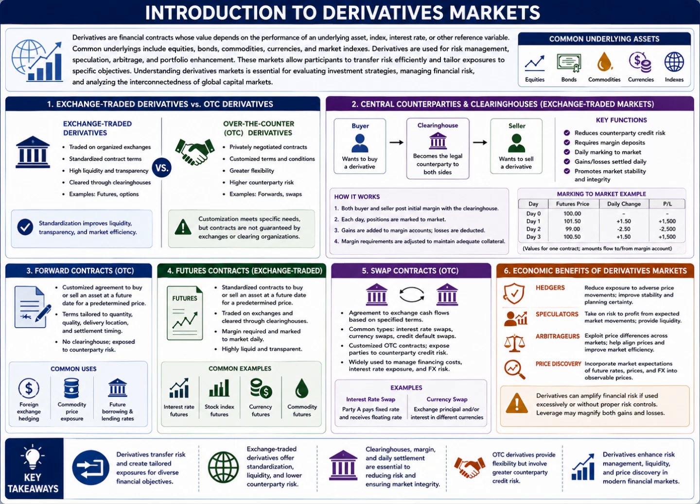Forwards are commonly used to hedge foreign exchange risk, commodity price exposure, or future borrowing and lending rates in financial markets. Futures contracts are standardized derivatives traded on organized exchanges. Like forwards, futures obligate parties to buy or sell an underlying asset at a future date for a predetermined price. However, futures contracts differ because they are standardized and supported by clearinghouses that reduce counterparty risk through margin requirements and daily settlement. Futures markets are highly liquid and widely used by investors, corporations, and financial institutions for hedging and speculation.